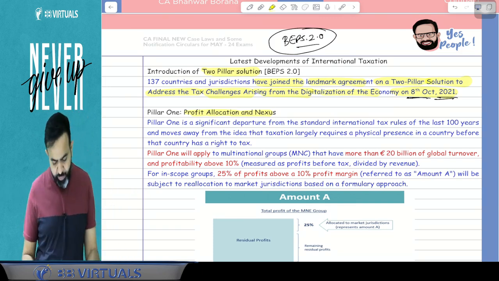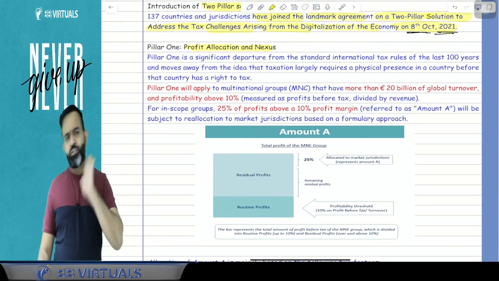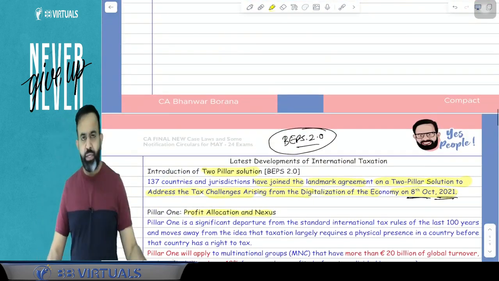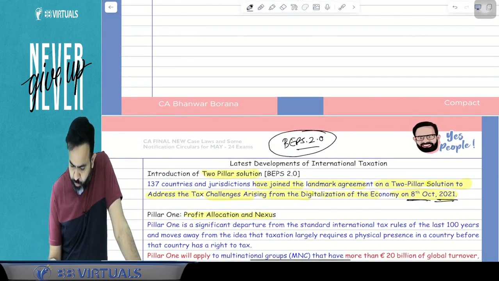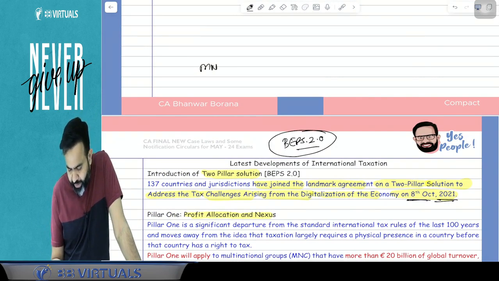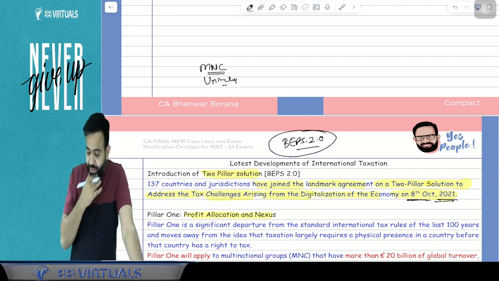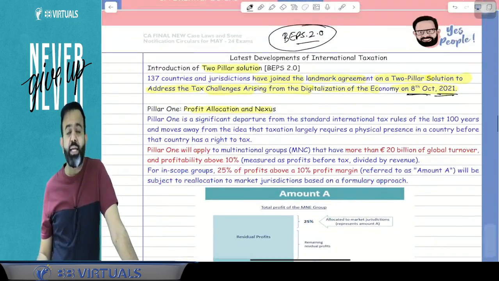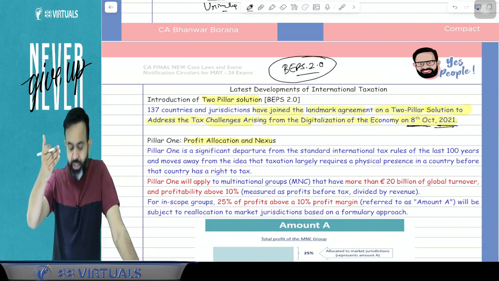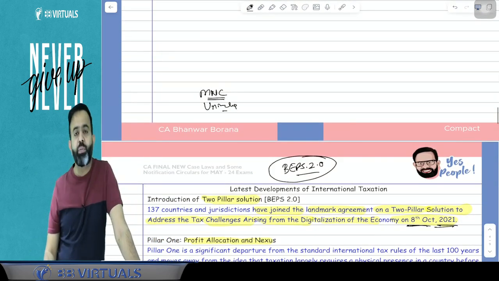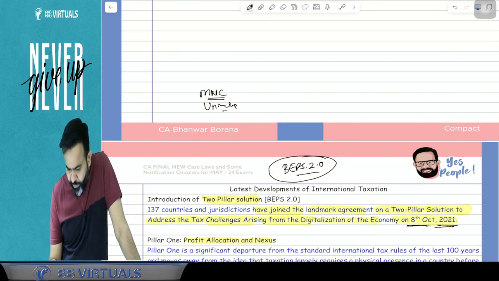Now what is pillar number 1? All people pay attention. Pillar number 1 is a very simple pillar. Pillar number 1 says, for example guys, there is a multinational group, and that MNC's name is Unilever Limited. Unilever Limited is earning income. Suppose their profit margin, that is profit before tax divided by total revenue, is more than 10%. For example, suppose their profit percentage is 22%.